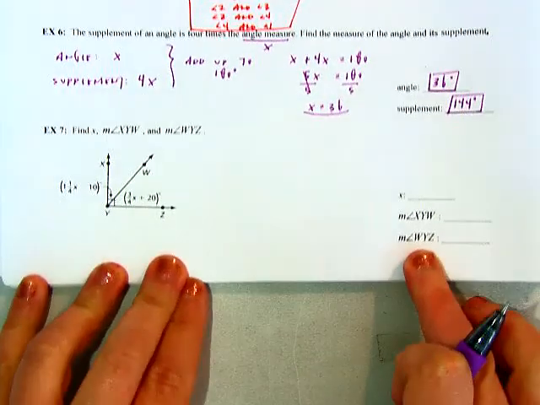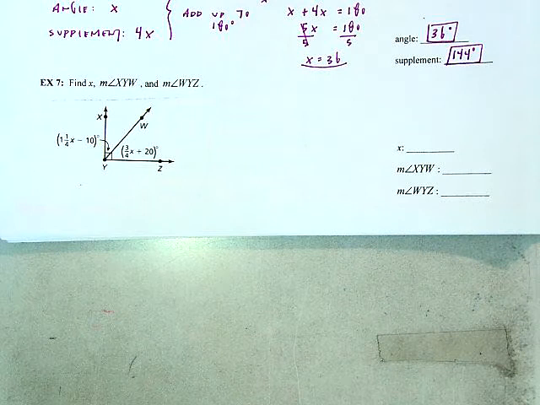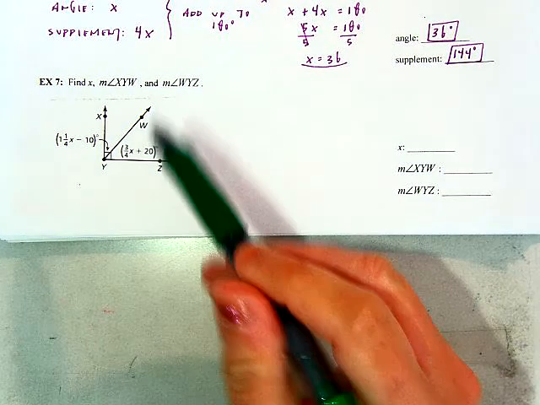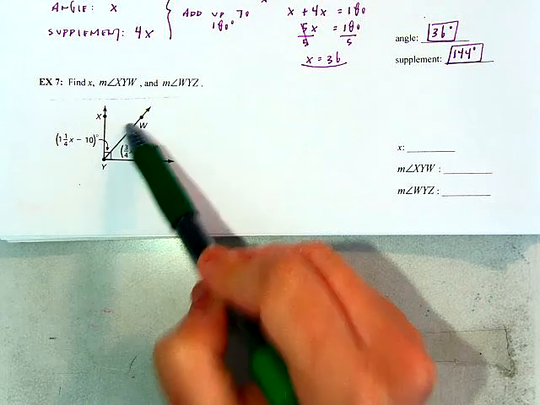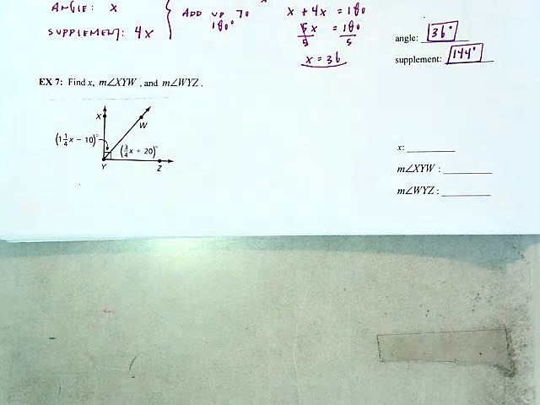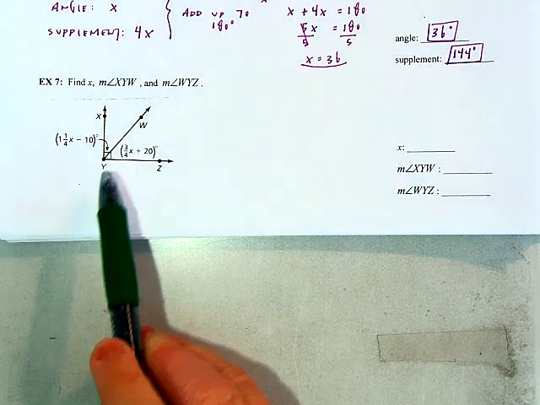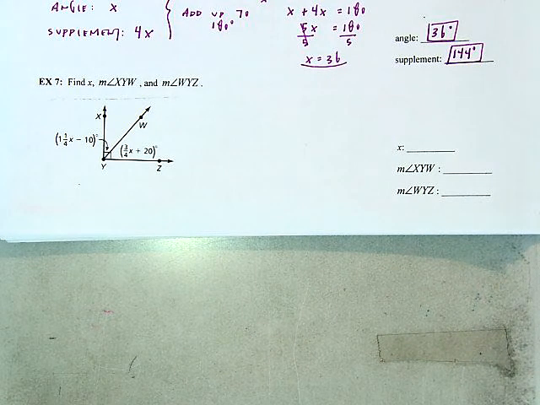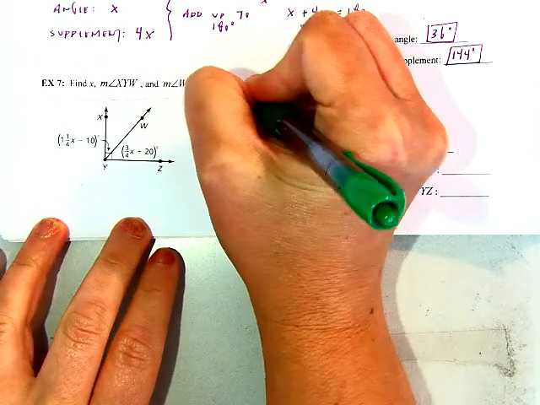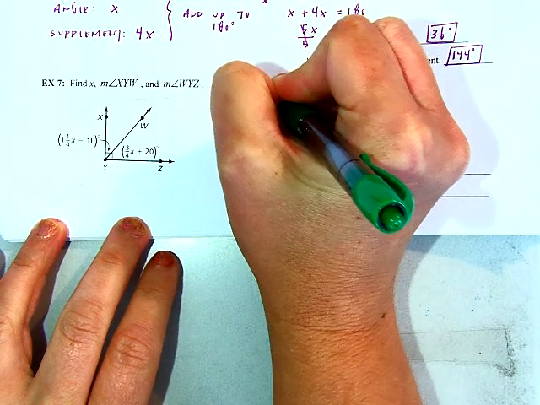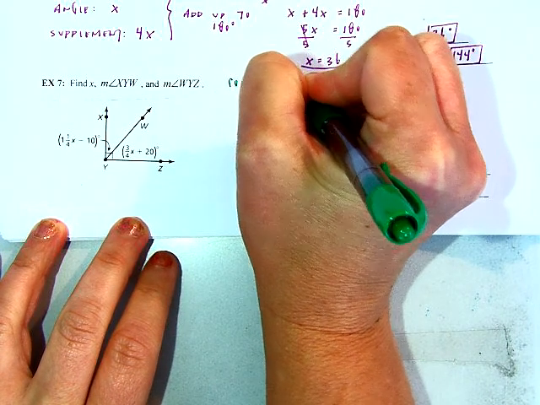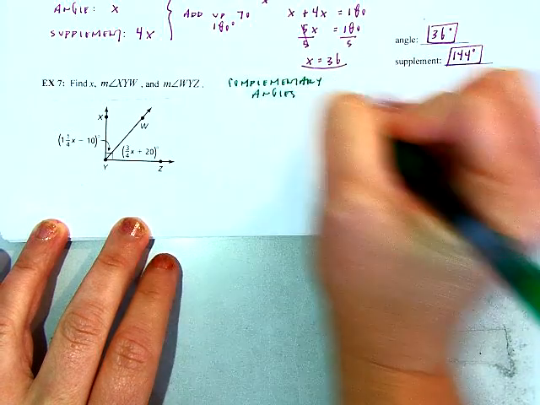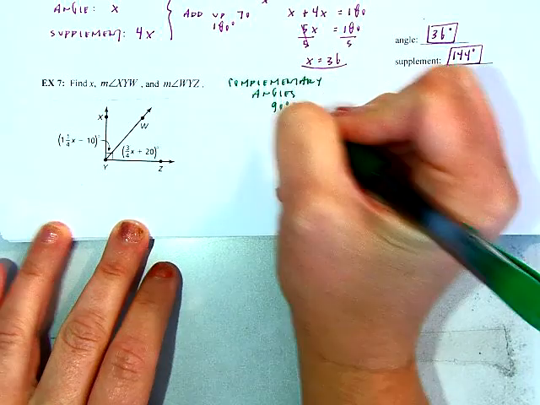Last example. Okay, so here we're asked to solve for x. We're solving for the measure of XYW and WYZ. Okay, and we're given a visual. We see that right angle, and we see these two smaller angles here and here. So we know that these angles are complementary. We know that that means that they sum to 90.